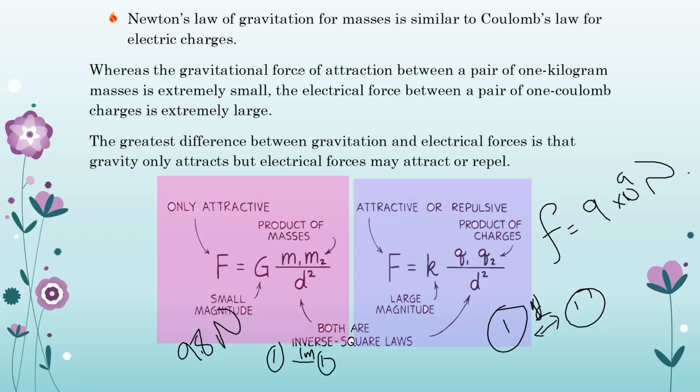And the greatest difference between the gravitational and electrical forces is that gravity only attracts, as we said, and the electrical force could attract or repel according to the charge of the quantity. If they are the same, it will repel, and if they are different, it will attract.